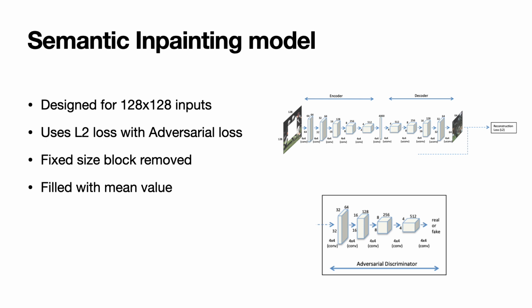The first model we decided to implement was the semantic inpainting model. This model uses a joint loss function combining both adversarial loss and reconstruction loss. We did not modify this architecture from the research paper to be able to compare it as best as possible. This model takes in a 128 by 128 pixel image whose center region has been removed and filled with a constant mean value.